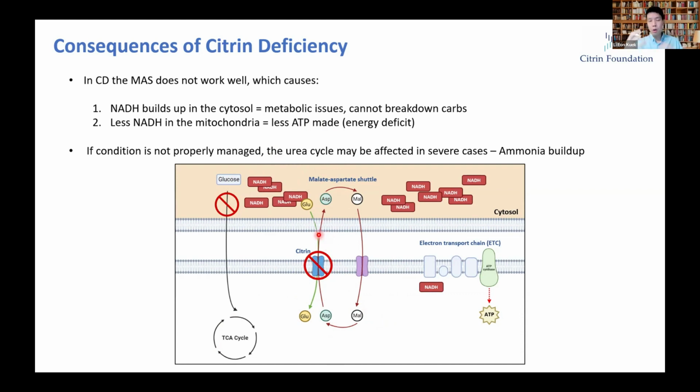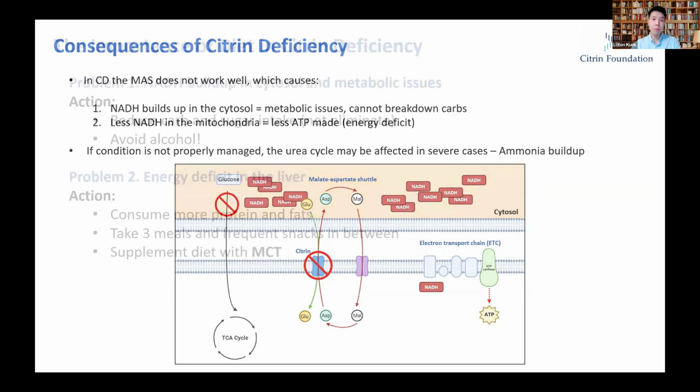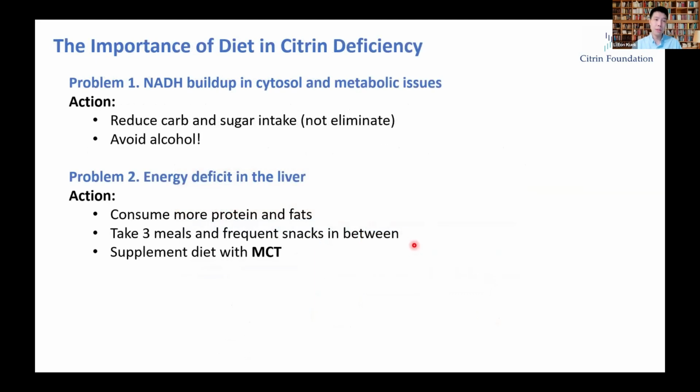So now that I hope I've given you an idea of why citrin is important and how the body makes ATP. And given this current understanding, thankfully, there are actually a few practical steps that patients can make to improve the management of the condition. So as I shared in the previous slide, there are two key issues here. The first one is the NADH buildup in the cytosol. And as you may have already guessed, what can be done is to reduce the intake of carbohydrates and sugars, because this, as I said, creates NADH buildup. So by reducing carb intake, this helps in this regard.